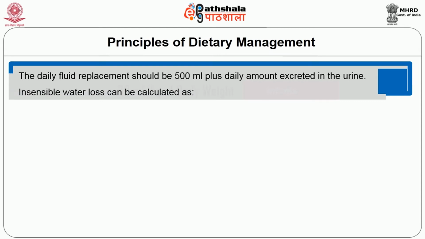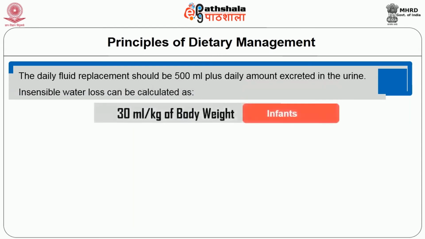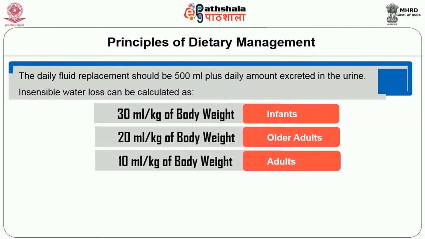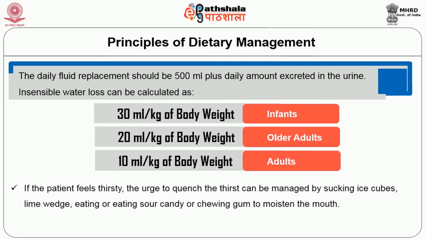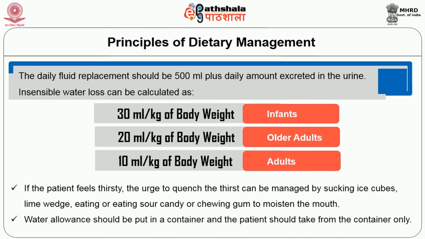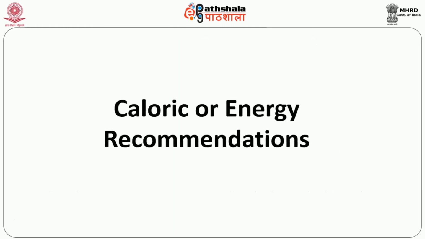Insensible water loss can be calculated as 30 ml per kg of body weight for infants, 20 ml per kg of body weight for older adults and 10 ml per kg of body weight for adults. If the patient feels thirsty, the urge to quench the thirst can be managed by sucking ice cubes, lime, eating sour candies, chewing gums to moisten the mouth. Water allowance should be put in a container and the patient should take from the container only. I hope you're clear with the fluid recommendations.